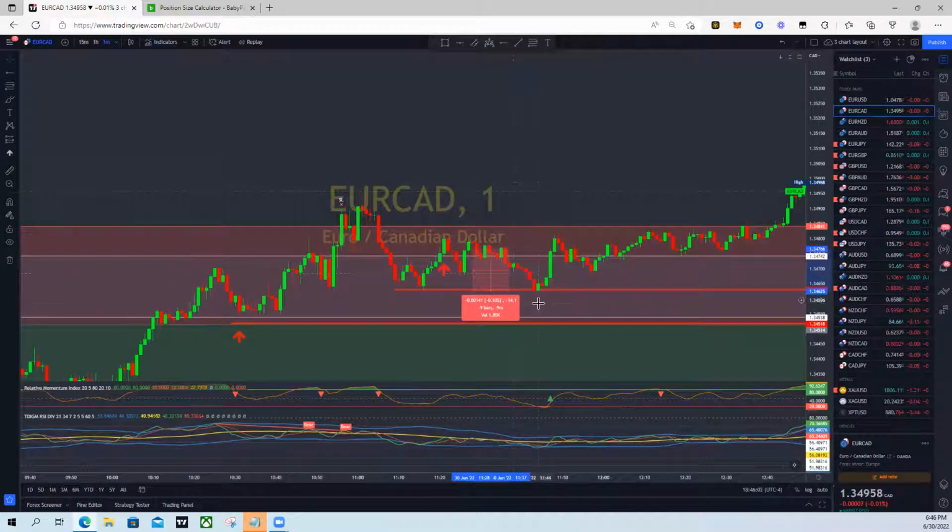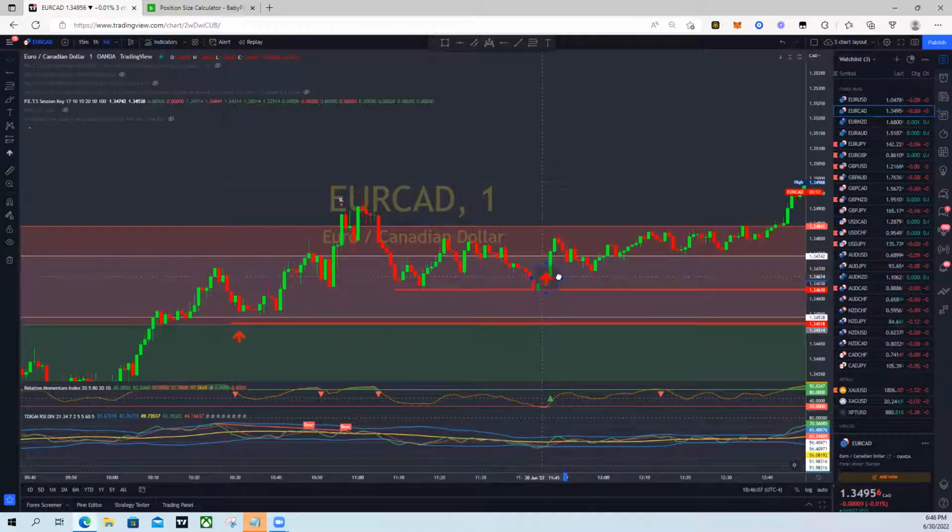So even if I take the L, the setup wasn't ready yet, I took the L, I get another setup. I got another setup. Now my previous low is here, so my stop loss can be protected. I'll move it down just a little bit.